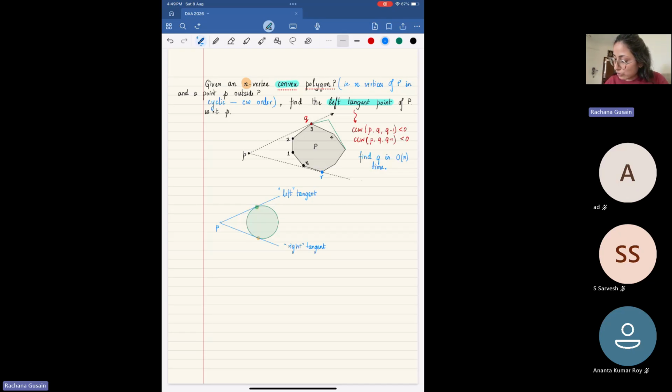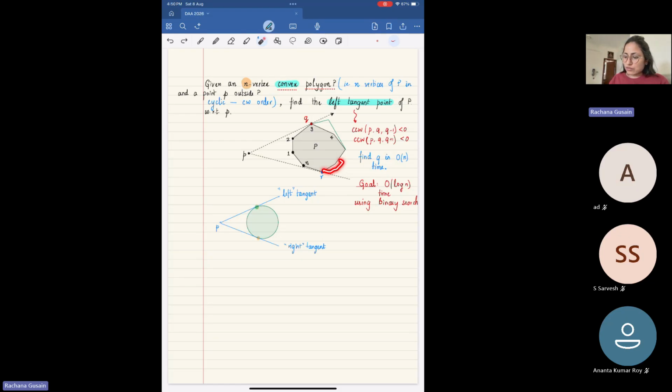But now the goal is, can we do it in order log n time, using binary search? I'll explain this binary search idea to you, and I'll ask you some questions too, but it's very easy. Once you get the idea, it's a very nice way of using binary search for a geometry problem.